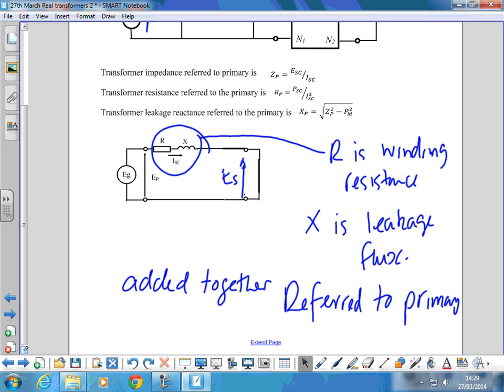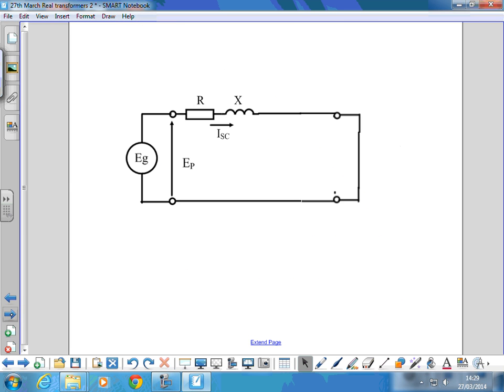Alright, we need to do both because we need the transformer ratio from the open circuit side to be able to do anything with that model. Okay, and we probably want to know what the core losses are as well in most instances. So we end up with a model that looks like that.